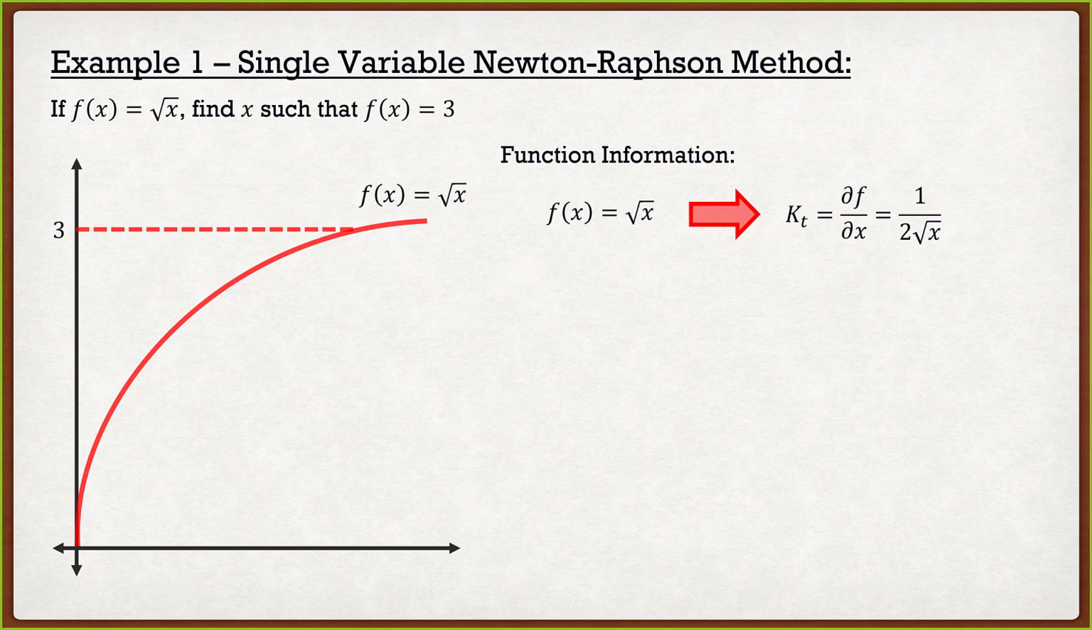Now, question for you guys in the chat, what is going to be our value of x that gives us 3? What's our value of x that's going to return us the value of 3? What is the exact solution I'm looking for, just before we get into these iterations? 9? Yeah, exactly, it's 9. If I substitute x equal to 9 into our function, square root of 9 is 3. So that's what we're looking for, 9.